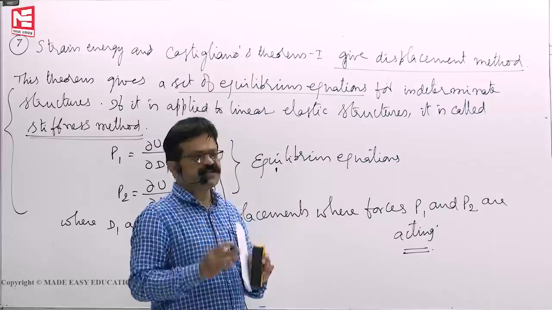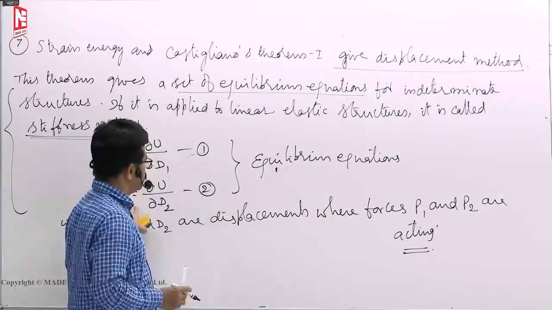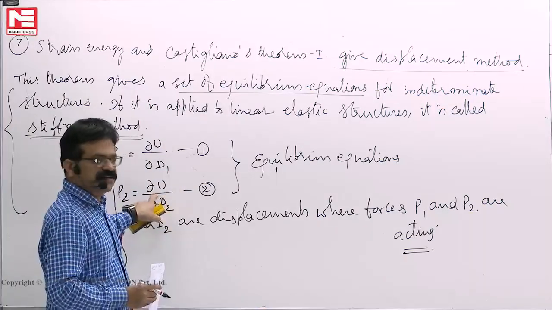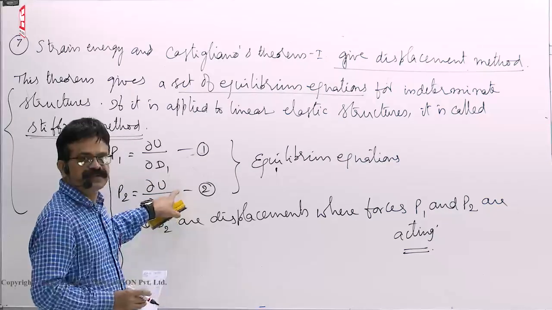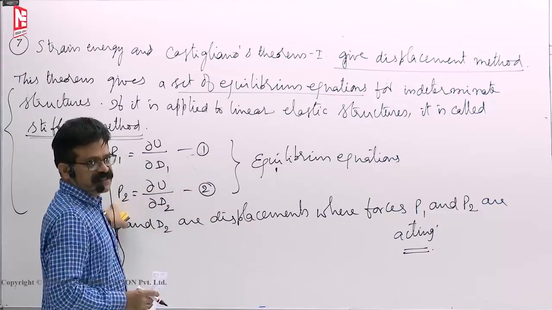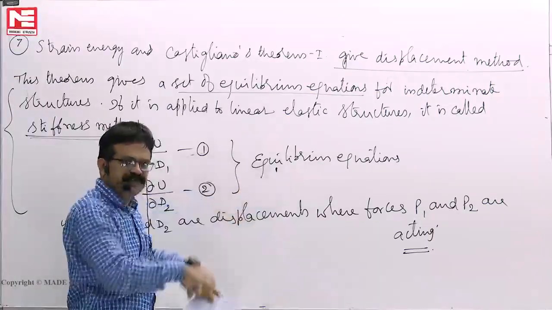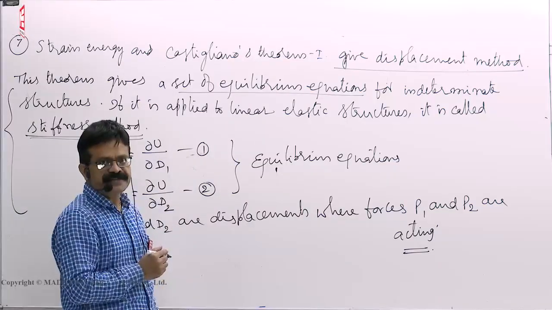We'll again list out those points. This is what is the case. P1, P2, if you differentiate with respect to the first displacement, and if your energy is partially differentiated with respect to the second displacement, you will get the second force. Like that, if 10 displacements are there, it means 10 equilibrium equations you will get. Solve them, you will get the displacements.